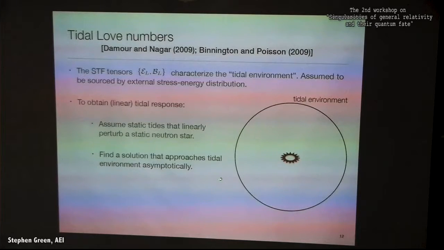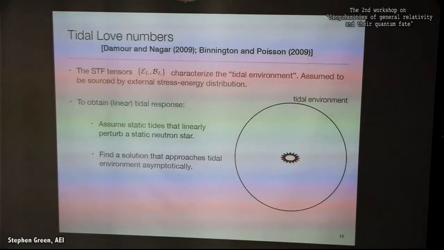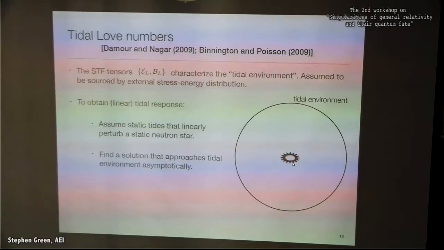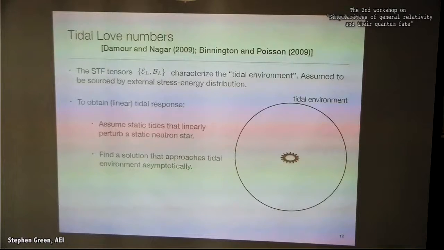And we assume them to be sourced by some external stress energy distribution. So we have this out here. It creates this environment. And now, to understand the tidal response, we're going to put the star back in there. For this work, we can assume that the tides that linearly perturb it are static. That will be a reasonable assumption for the binary, provided that there's a large enough distance between the stars. And we're going to find a corrected solution that incorporates both the star and the tidal environment and interpolates between the two.